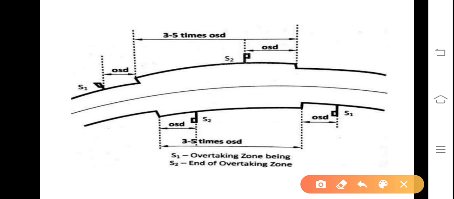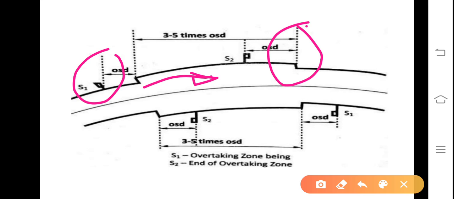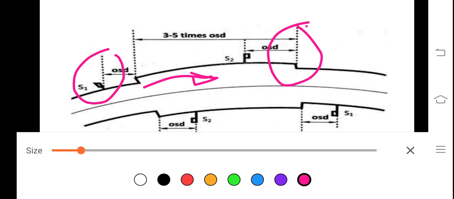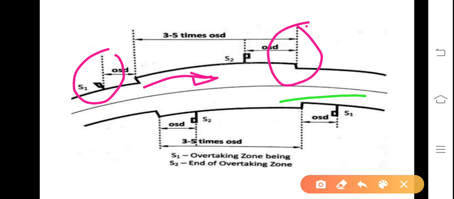However, in order to bring to the notice of the driver of the vehicle that the overtaking zone has started, signposts are required to be installed for both directions of movement. For one direction of movement, say left to right, 2 signposts at a distance of 1 OSD as shown in figure. Similarly, for the other direction of the movement, also 2 signposts are required to be installed. This is the start of the overtaking zone, this is the end. For this direction of movement, this is starting and this is end.